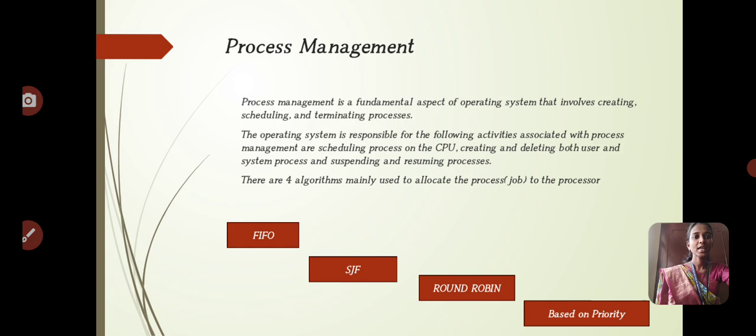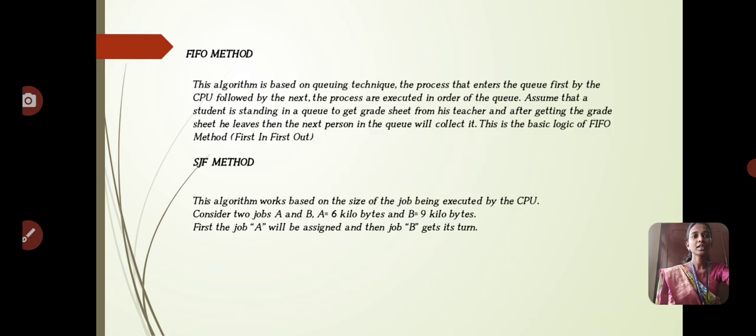So FIFO, SJF, round robin and based on priority. So FIFO is nothing but first in first out method. Whichever process comes first, it will solve and execute it. The next process will be solved next.